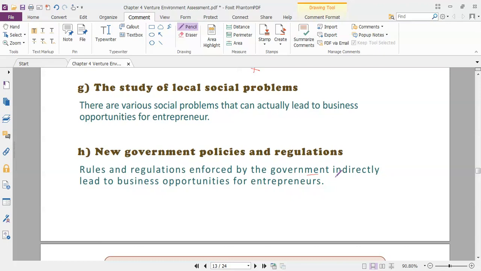Nowadays many types of face mask can easily be found. So that is an example that we can relate here: when the government establishes new policies, that will also increase the opportunities for entrepreneurs to have some ideas about their product.